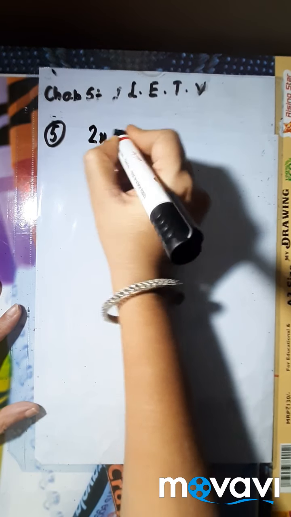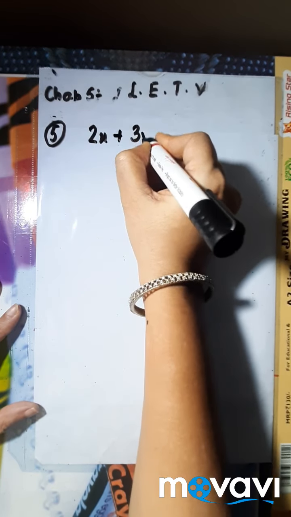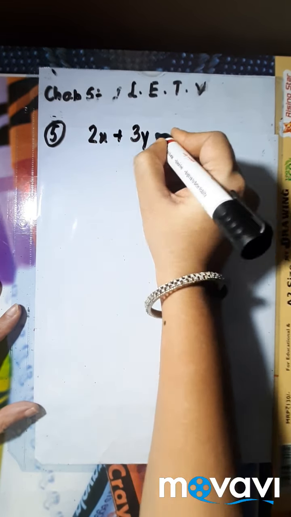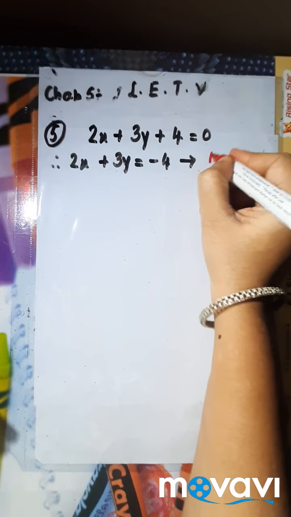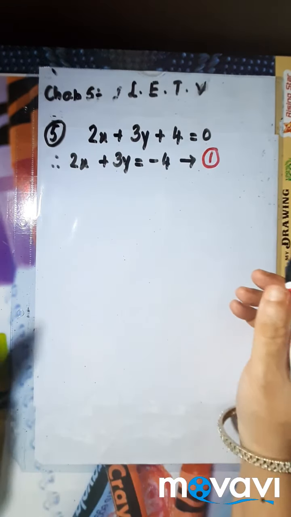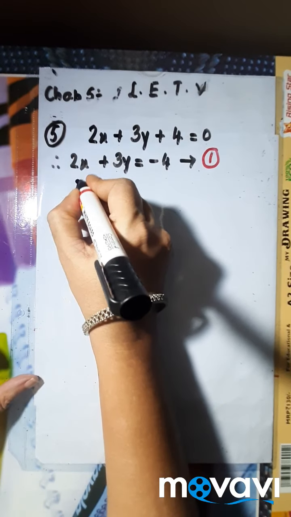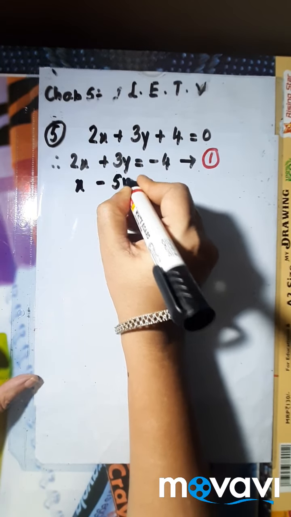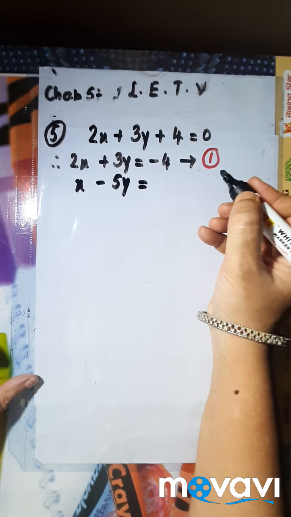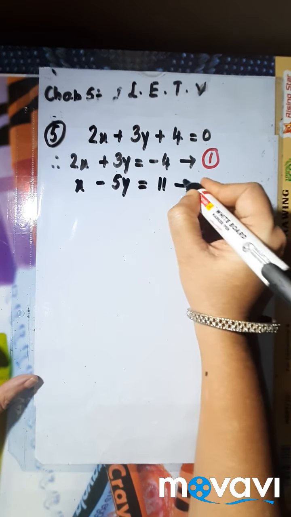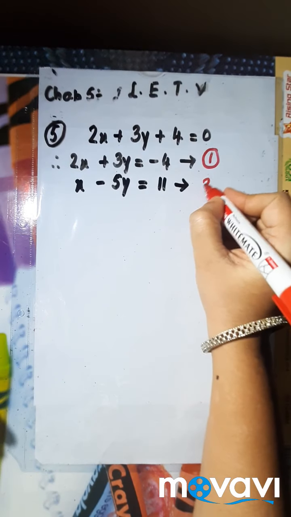Sum number 5. 2x plus 3y plus 4 equal to 0. Therefore, 2x plus 3y equal to minus 4. Okay, please keep it like this. This is my equation 1. Now see my second equation. X minus 5y equal to 11. This is equation 2.